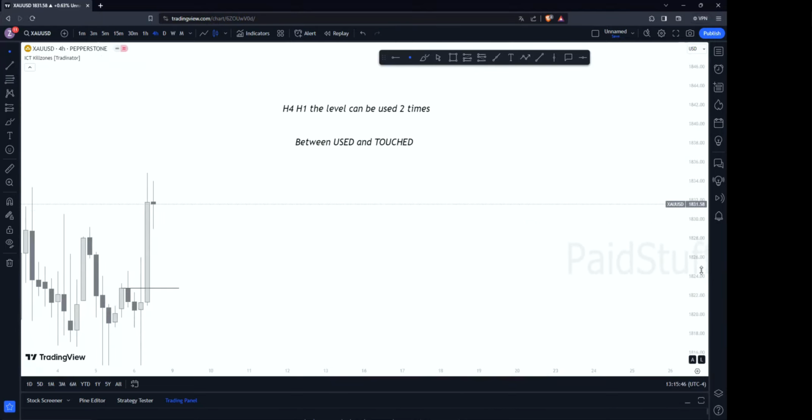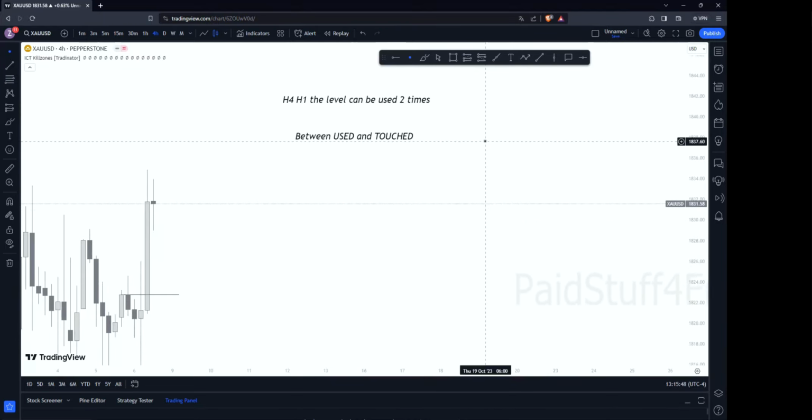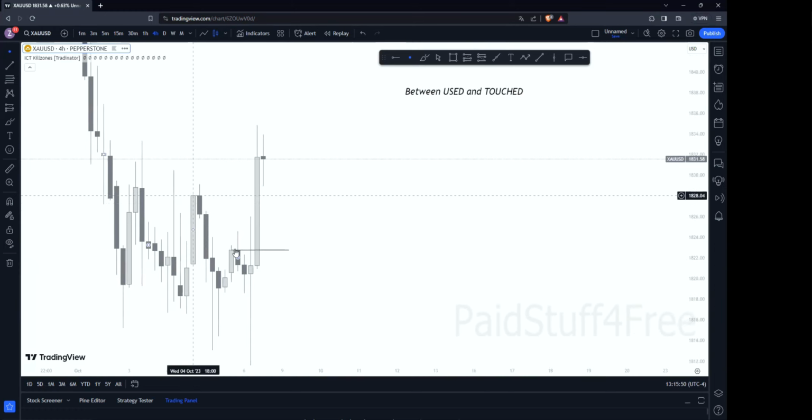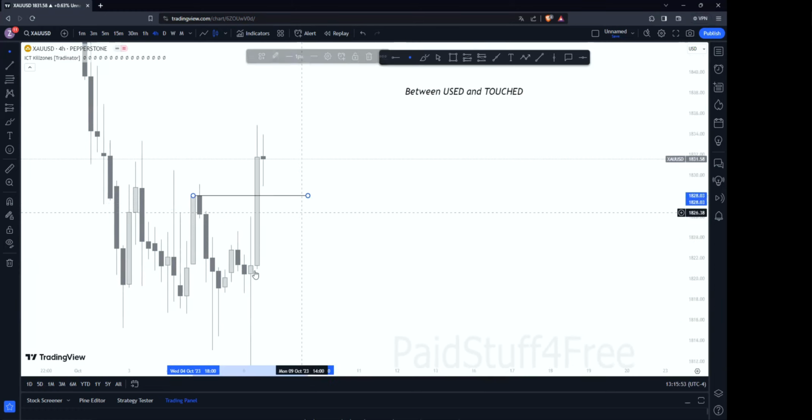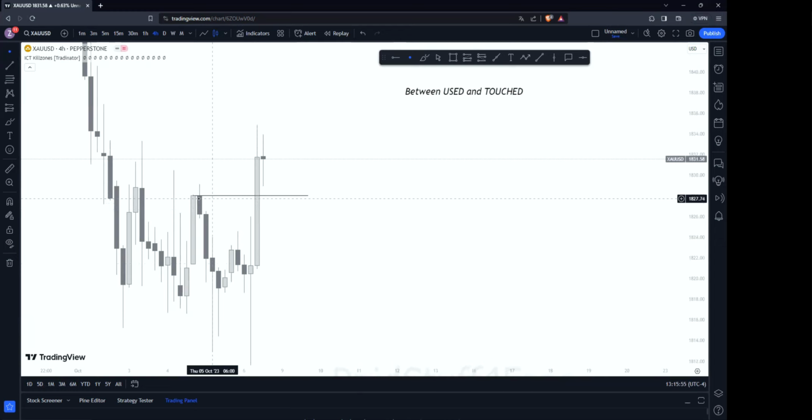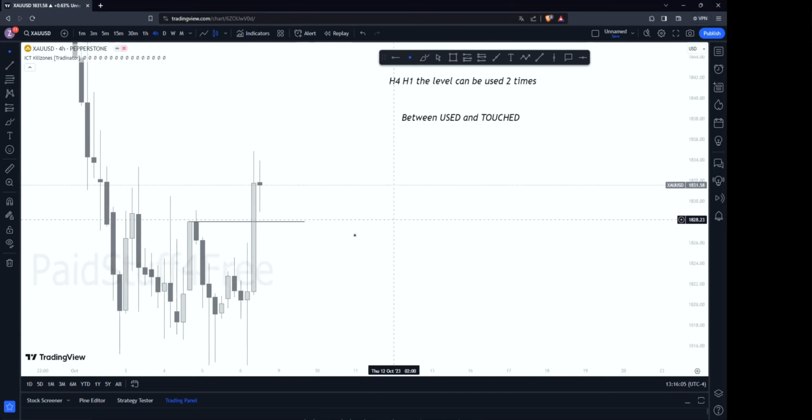But touched doesn't mean that you press the button there. Let's say there is this level right here, and price was going to it. We don't want to press a sell button right here. Let's say you know that it's going to break through. You don't want to press a sell button, but it's touched. So there is a difference between a touch and a use. A level gets used basically on the first touch when it is fresh.